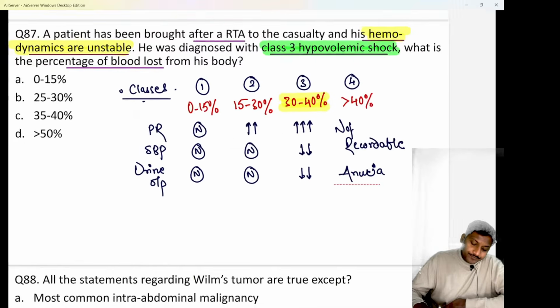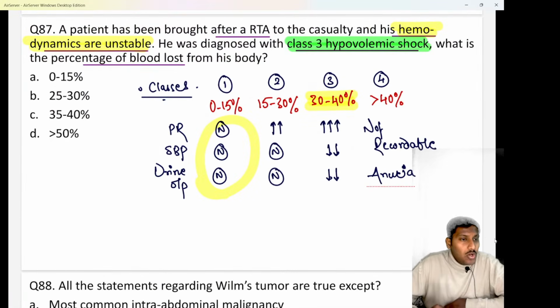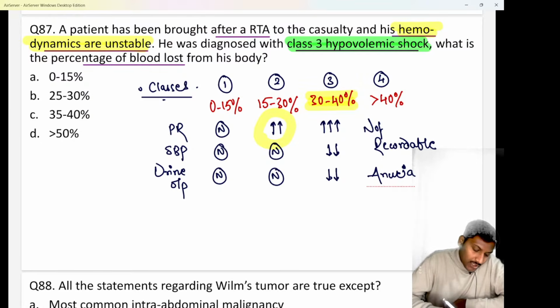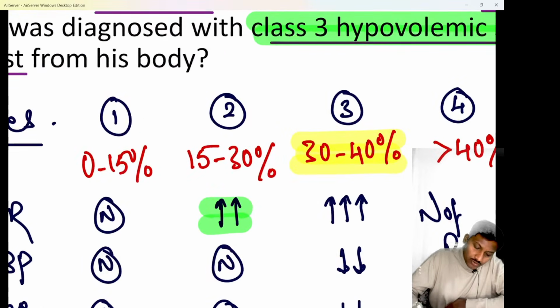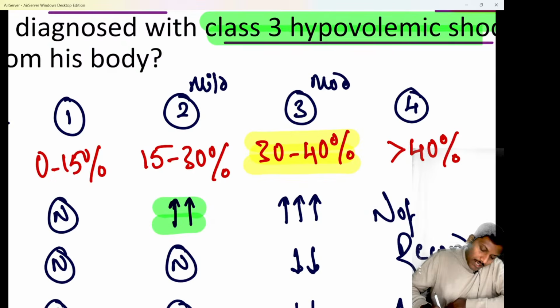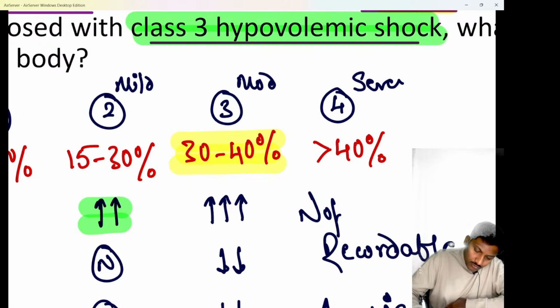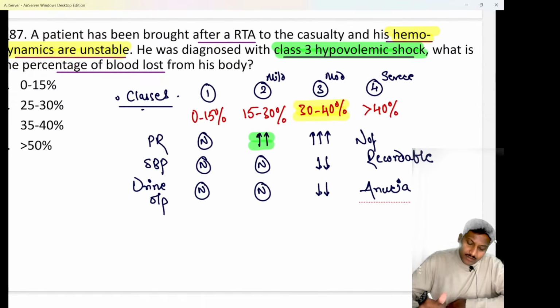Clear? We know in class 1 hypovolemic shock, all the hemodynamics are stable. The pulse rate, systolic BP and urine output, everything is normal in class 1. In class 2, compensation starts, and that's the reason in class 2 the pulse rate or the heart rate will start rising. So if they ask you in which class of hypovolemic shock the pulse rate starts rising, the answer is class 2 or mild shock. Do remember, class 2 is known as mild shock, class 3 is known as moderate shock, and class 4 is known as severe shock. So pulse rate or heart rate starts rising in class 2 or mild shock.